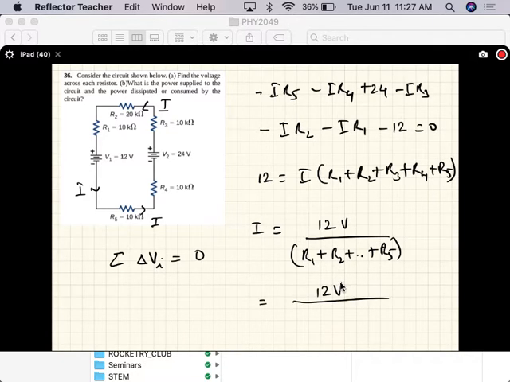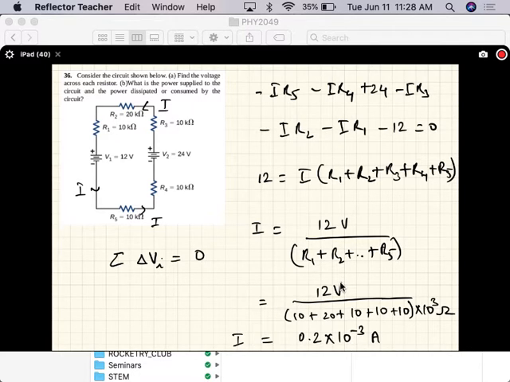12 volts divided by, so let's add them all up. They're all kilo ohms. R1 is 10 plus 20 plus 10 plus 10 plus 10. And they're all kilo ohms, so 10 to the power 3 ohms. And this adds up to 60. So 0.2 times 10 to the minus 3 amps. Okay, 0.2 milliamps is what the current is.